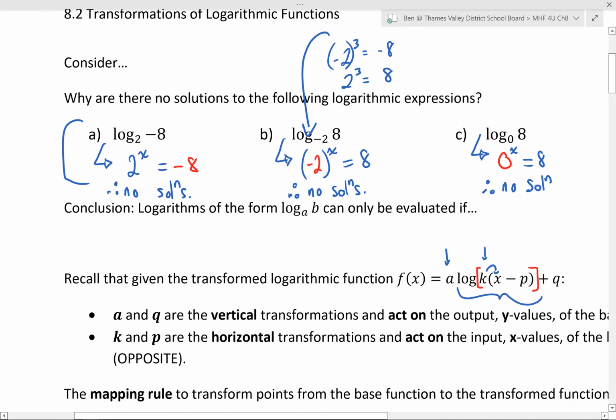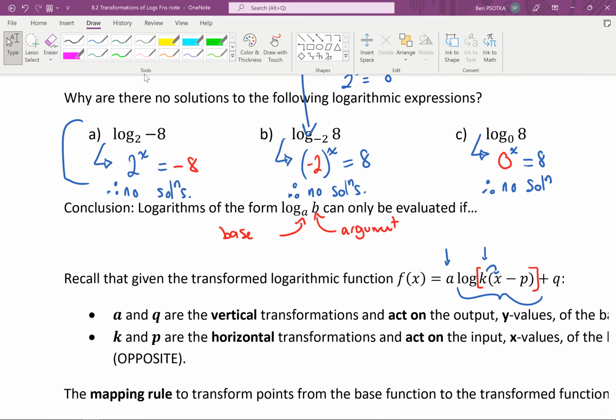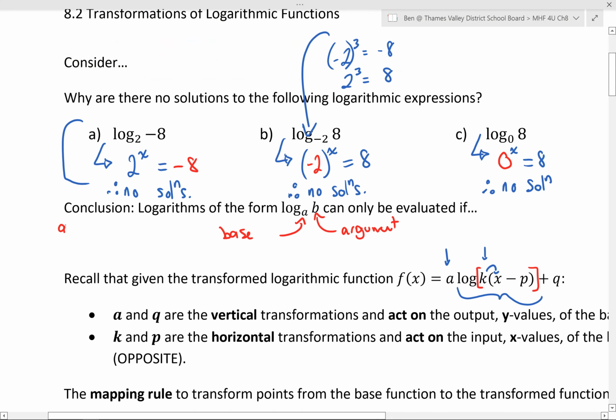All right, now our conclusion here is that our logarithms of the form log base A of B, so again, A is the base, B is the argument, can only be evaluated if we have A greater than 0, that is our base is greater than 0, and B greater than 0, that is our argument greater than 0.